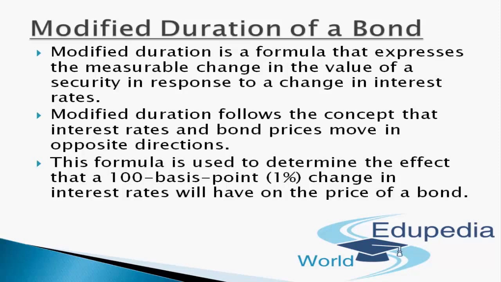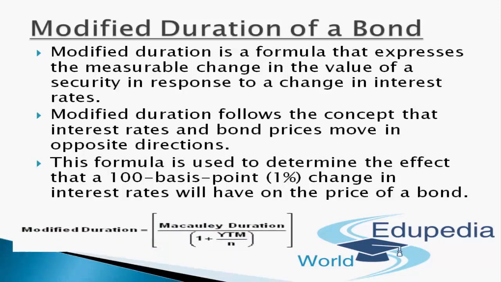It can be simply said as Macaulay duration divided by 1 plus k, or we can say Macaulay duration divided by (1 plus YTM) to the power n. Let's suppose we have a portfolio of 1000 bonds and we know their individual weightage and their respective durations. We can first find out the portfolio duration. For a current yield, we can find out the modified duration of the portfolio.